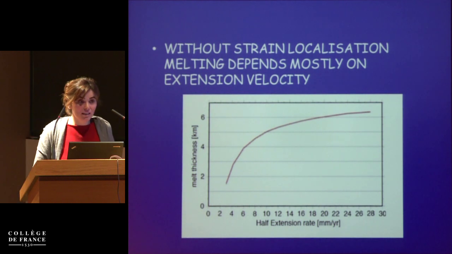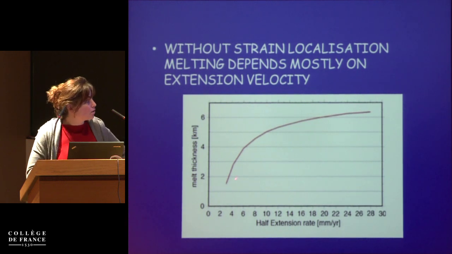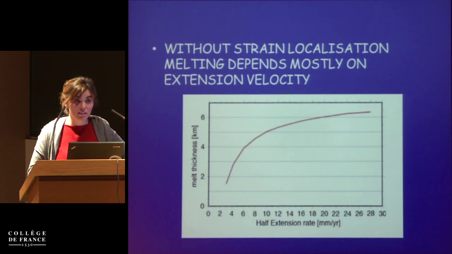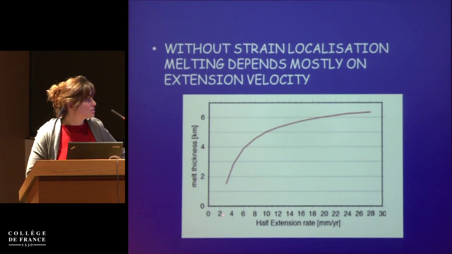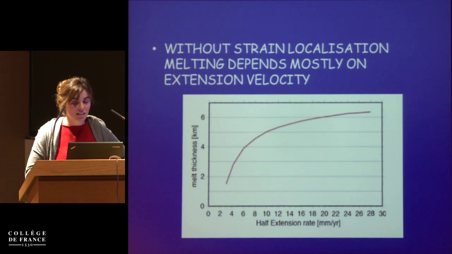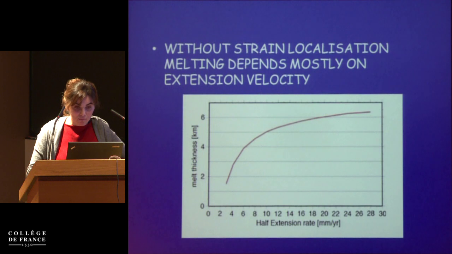So, in a nutshell, the key point that I want to address here is that if there is no effect from strain localization during continental extension, the type of melting curves that we get during continental rifting are very similar to those for oceanic spreading. So for a certain velocity, we generate a certain melt thickness, and that's it.